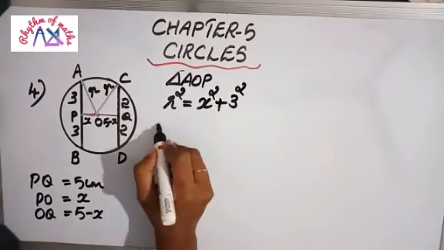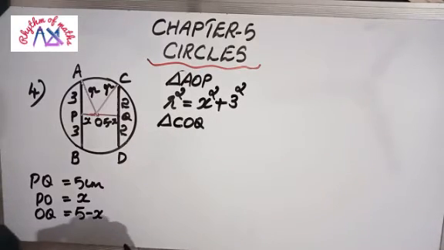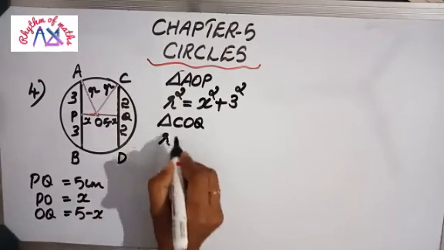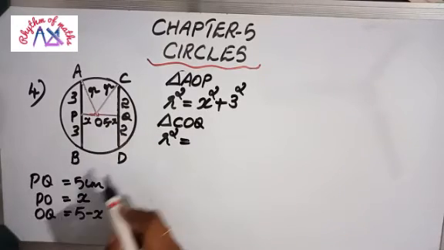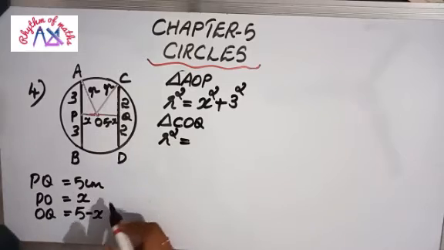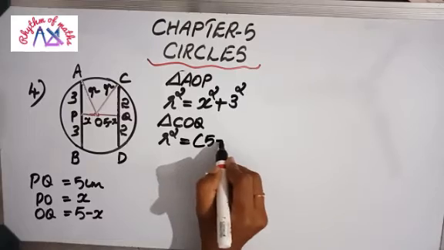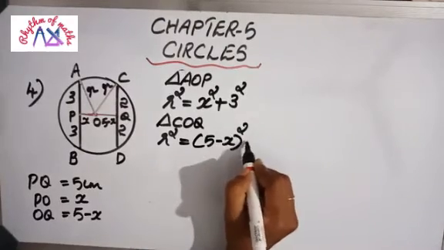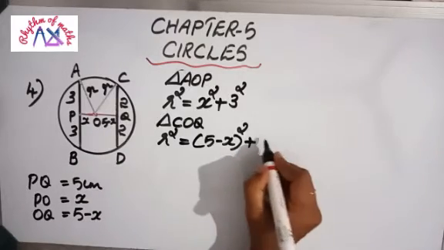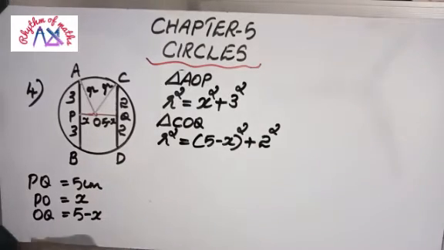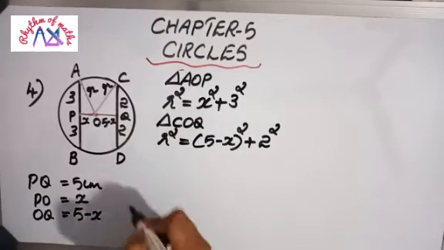Now from the second triangle COQ, we can write radius, that is r square, equal to base square plus altitude square. Here the base is 5 minus x, the whole square, because 5 minus x is the base. So 5 minus x the whole square plus altitude square. The altitude here is 2, so 2 square.